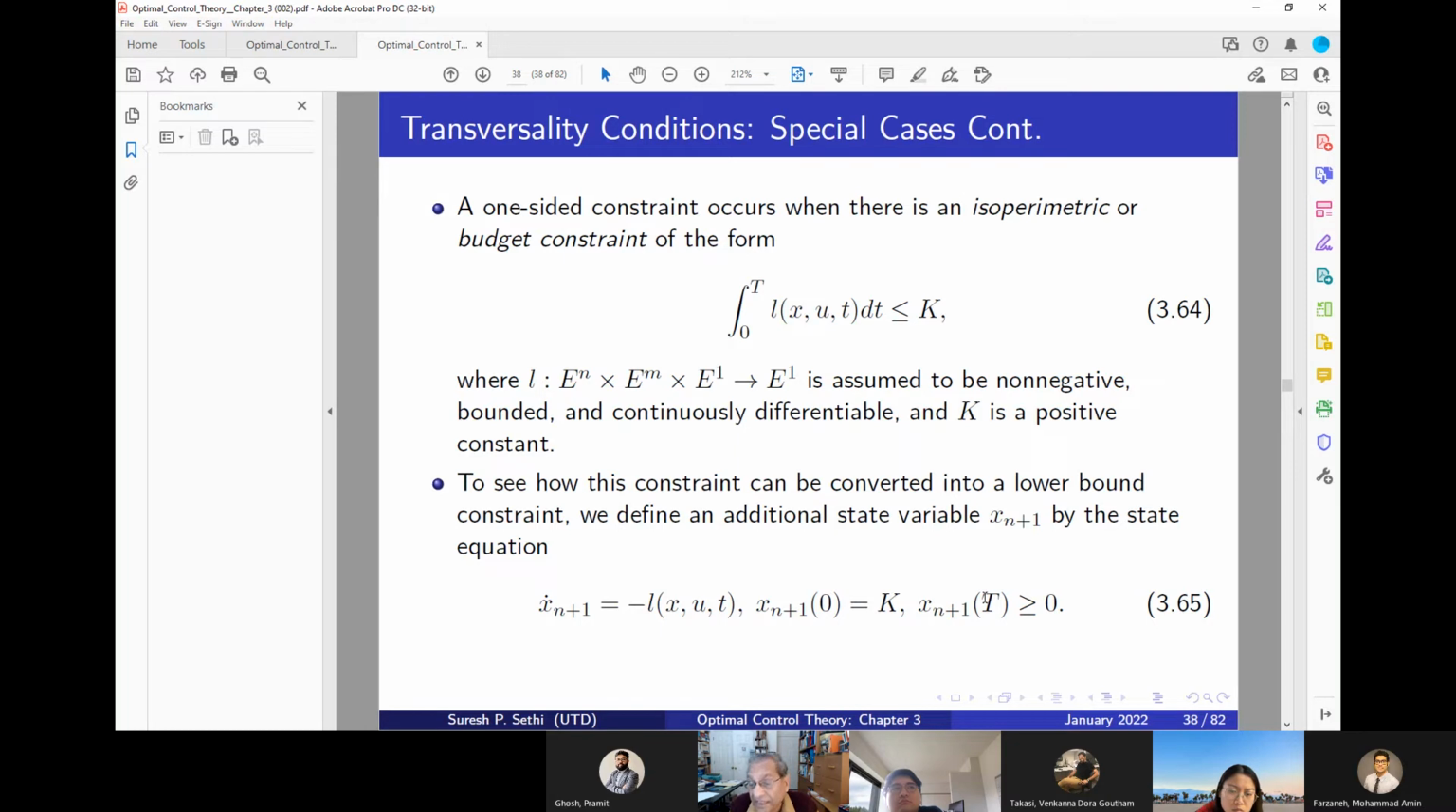I left some money at time t. I did not spend all of the budget. So when it says less than or equal to K, it doesn't mean you have to spend all of your budget. If you have to spend all your budget, then this has to be equal to K, and then this has to be equal to 0. So that problem can also be formulated as a problem that we already know how to solve.